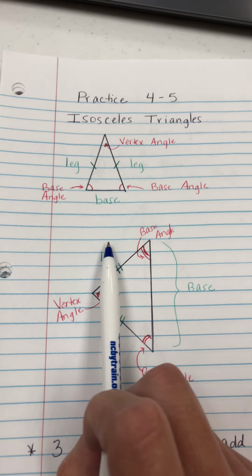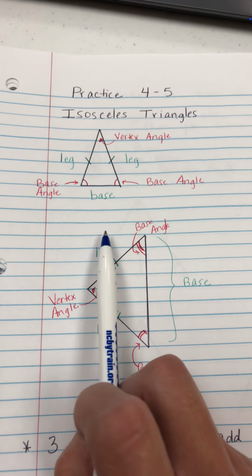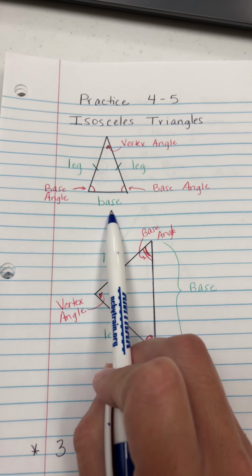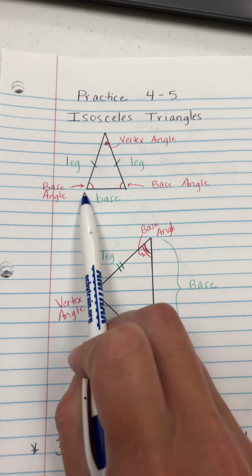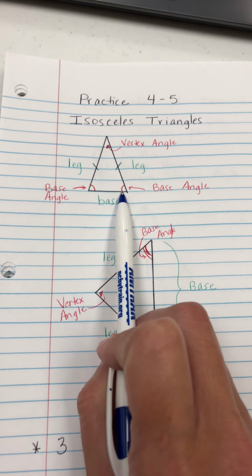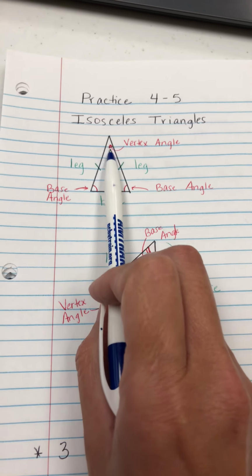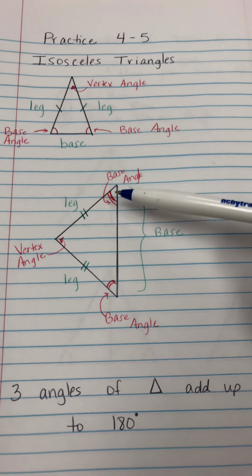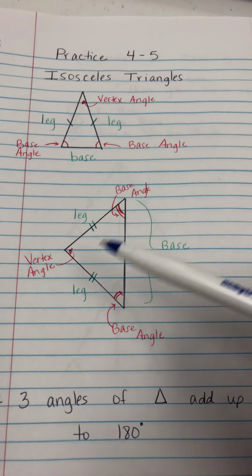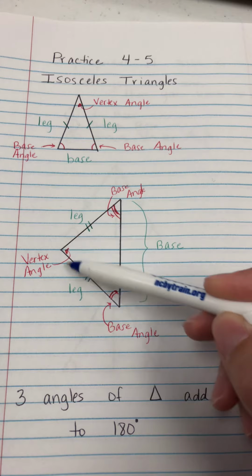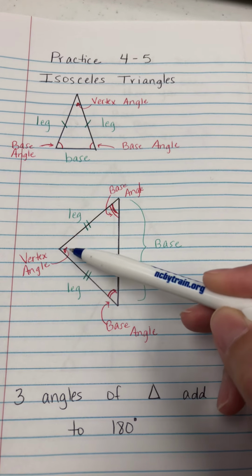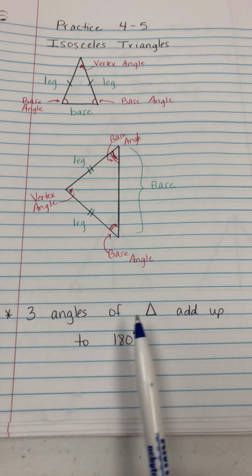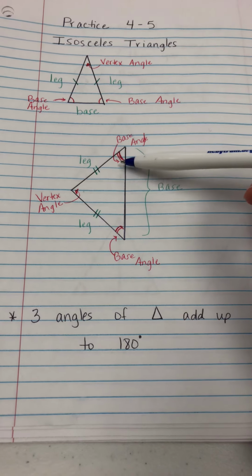So it's really important before we begin that you know this vocabulary. The legs are the two congruent sides, the base is the other side. The base angles are two congruent angles, the vertex angle is the other angle. In this figure here, you've got two congruent base angles, and then the angle that's stuck between the two legs is your vertex angle.